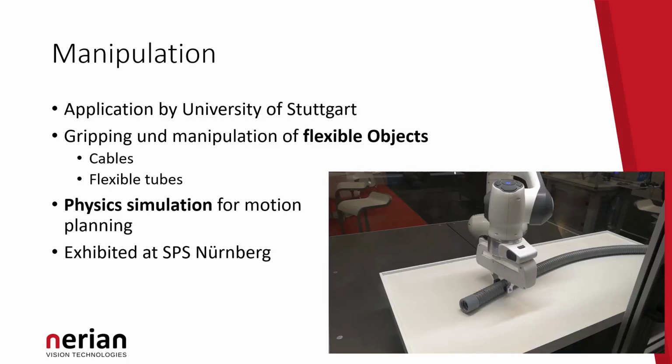Then what we see here is an example for robotic manipulation by the University of Stuttgart. The robotic gripper that we see here in the image is being used to manipulate a flexible object such as a cable or a flexible tube. Now what the University of Stuttgart did here is they used our stereo cameras for detecting this tube, and then they ran a physics simulation to perform the motion planning. And this system was actually displayed at last year's SPS Nuremberg trade show.